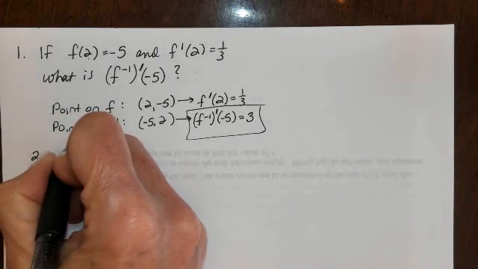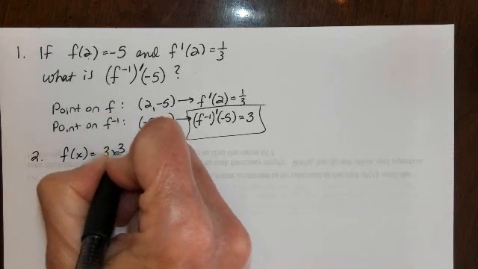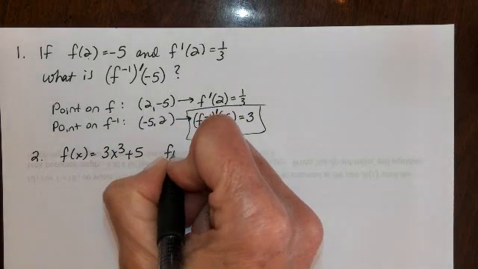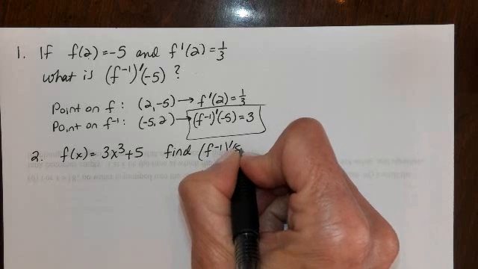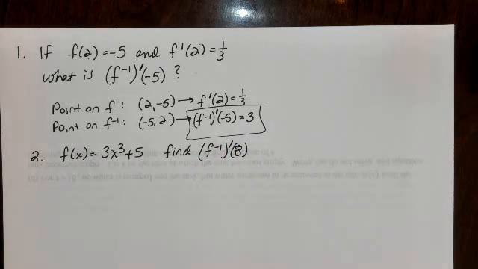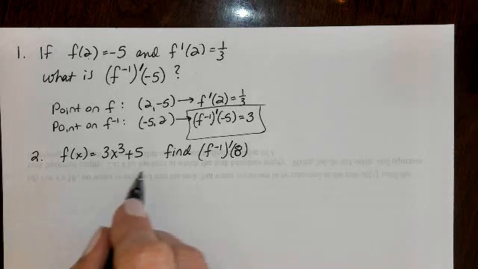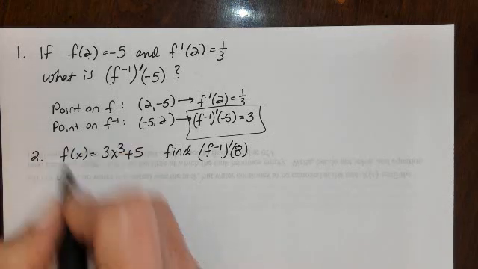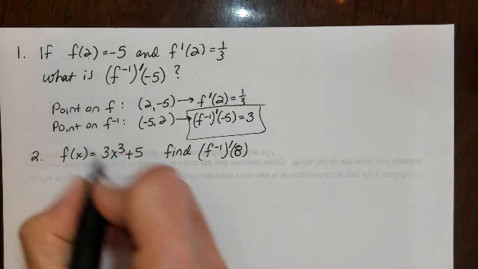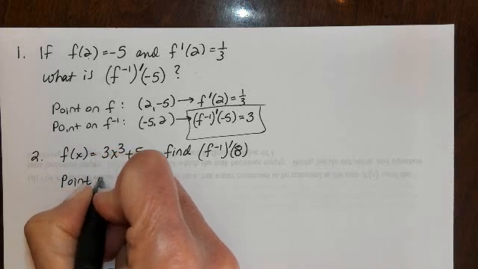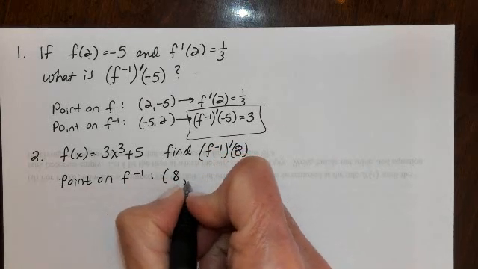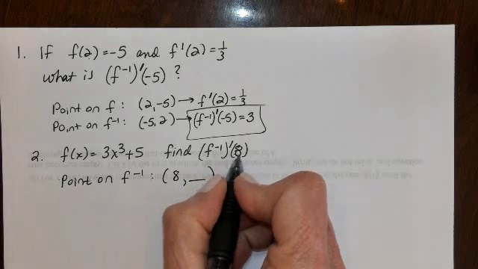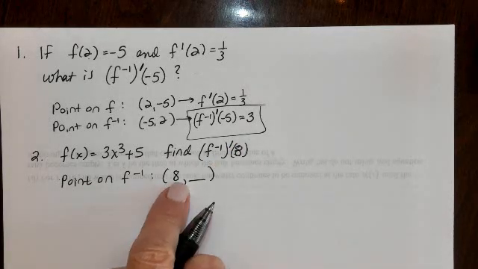Okay, number 2. What if f of x is 3x cubed plus 5? I want you to find the derivative of f inverse at 8. Okay, let's approach it similarly to the way we approached the first one. What do I know? Well, I know that a point on f inverse has x coordinate 8. I don't know what the y coordinate is, but I know the x coordinate is 8.